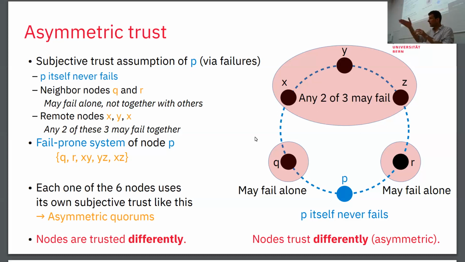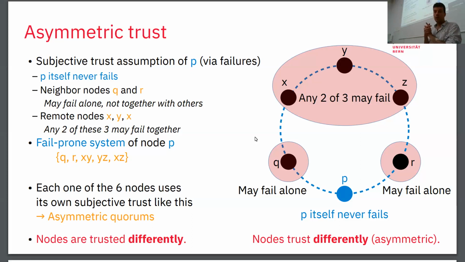And we could say, you have the same trust assumption, but from your position on the ring, right? The ones that are close to you are more trusted than the ones that are further away from you. And so we get this kind of asymmetric trust assumption that every node has its own trust assumption. Every node trusts differently. Every node has its own trust assumption.